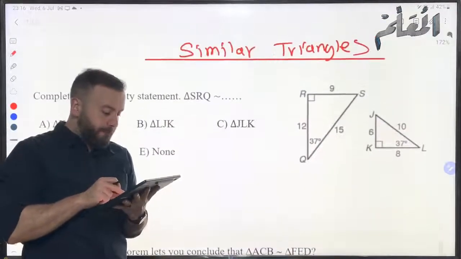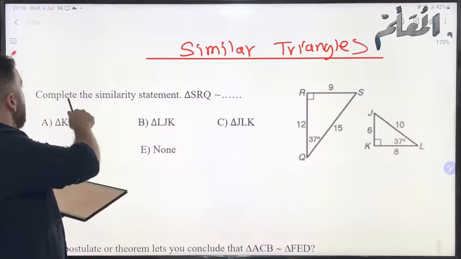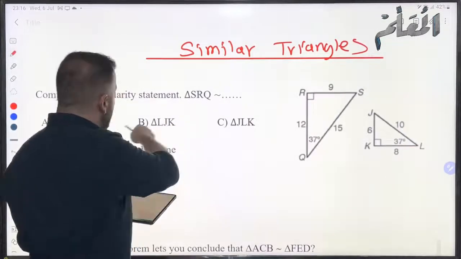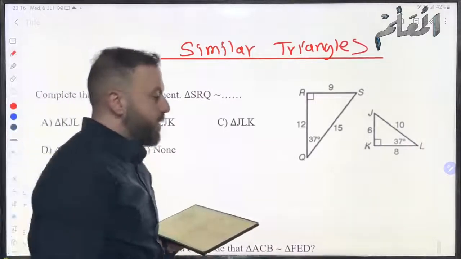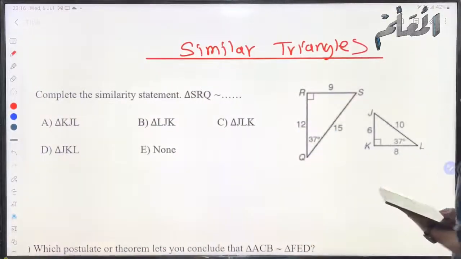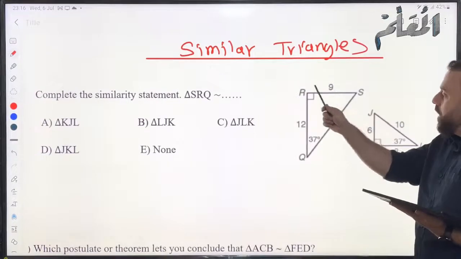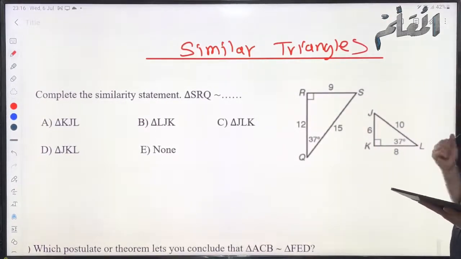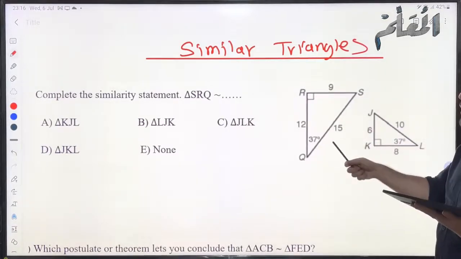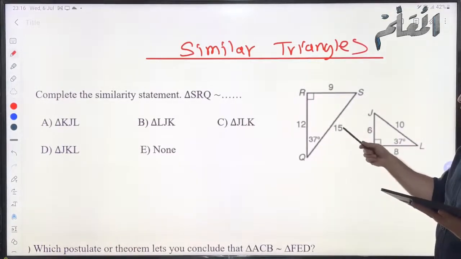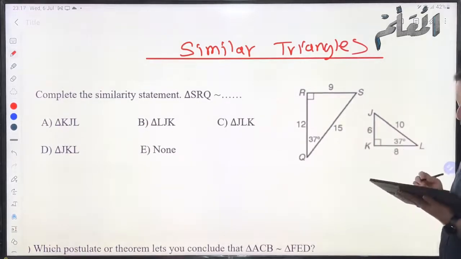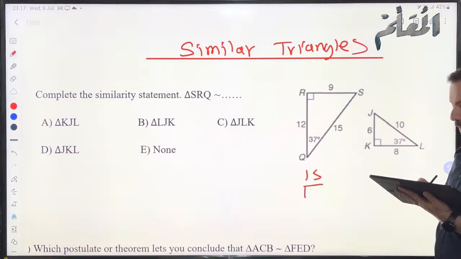Question 1. Complete the similarity statement. Triangle SRQ is similar to which one? SRQ with which one? Check. Okay? If I can see here the ratio, which is like 15 divided by 10, because this is the hypotenuse, this is the hypotenuse. So 15 divided by 10 is equal to 1.5.